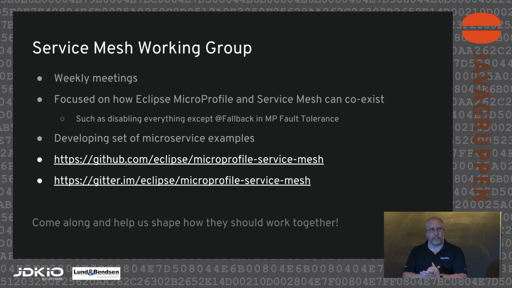So we're currently looking at developing a set of microservice examples, and up there you can see the repository where all the service mesh work is going on, as well as a Gitter chat room that we have, where a lot of us discuss things when we're not in the meetings. So we'd love people to come along and help us shape how Istio and Eclipse MicroProfile work together, because there's still a lot of work to do.